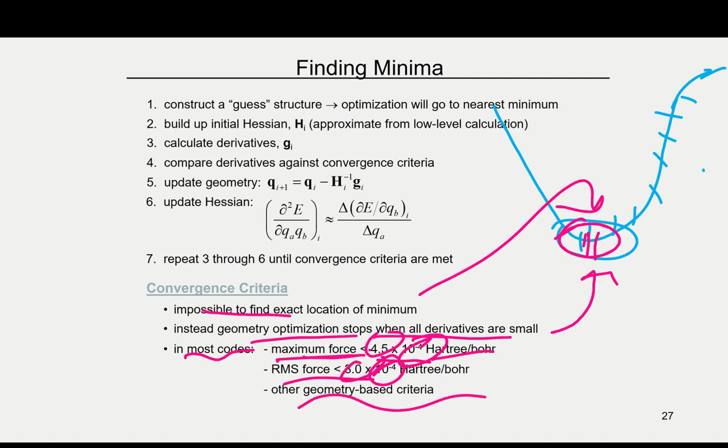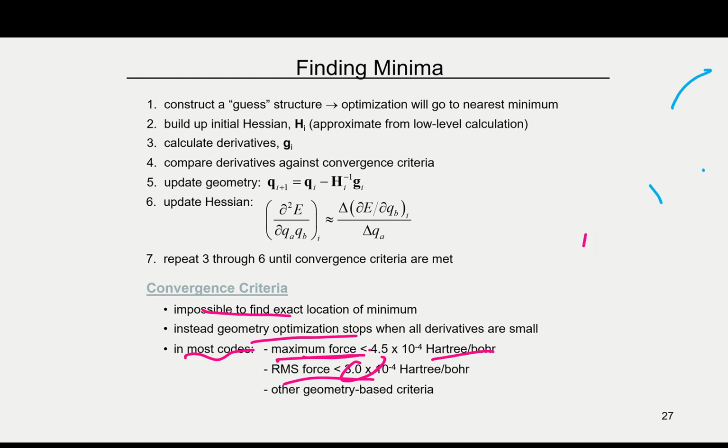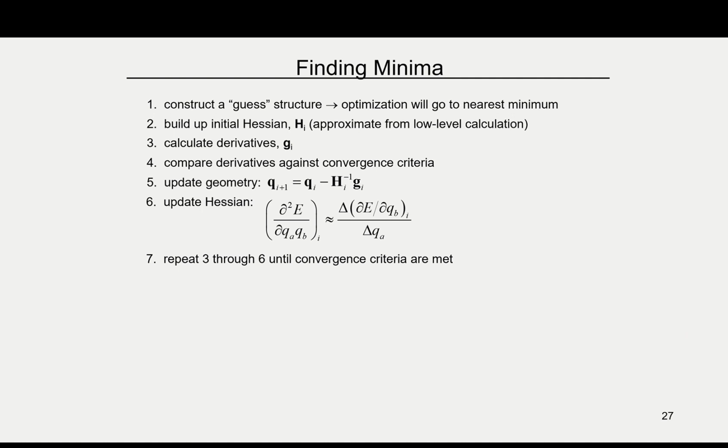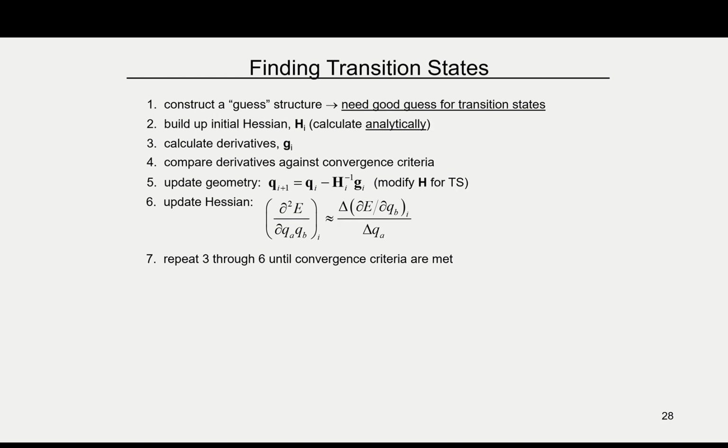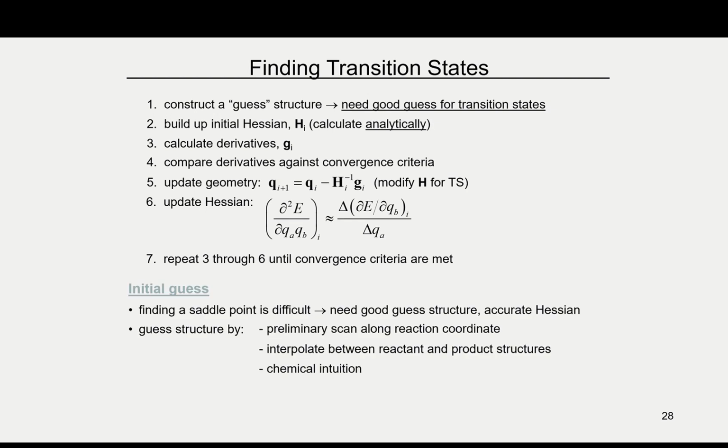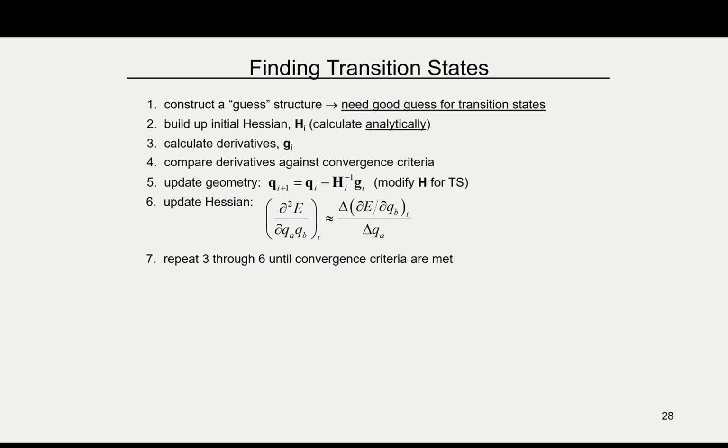There are other geometry-based criteria, but these are the main ones for convergence. You need the yeses for these, four yeses. If you get the four yeses, it means your structure is optimized.